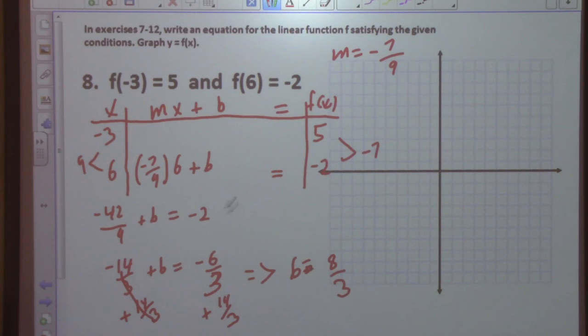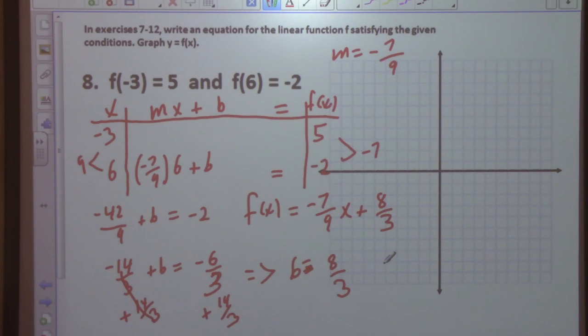So now we have our equation. f of x equals negative 7/9 x plus 8 thirds. Yeah, that's what I got. All right, so let's go ahead and graph this to see if this works out.